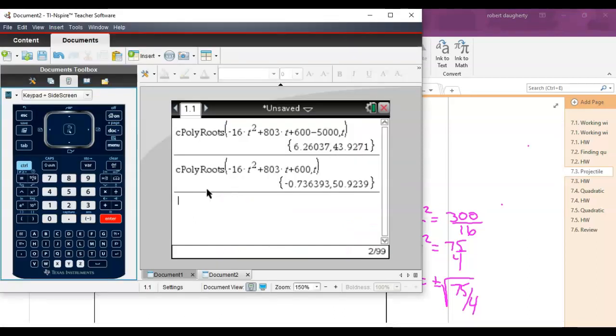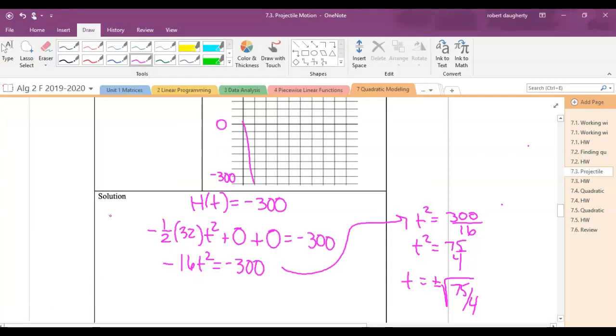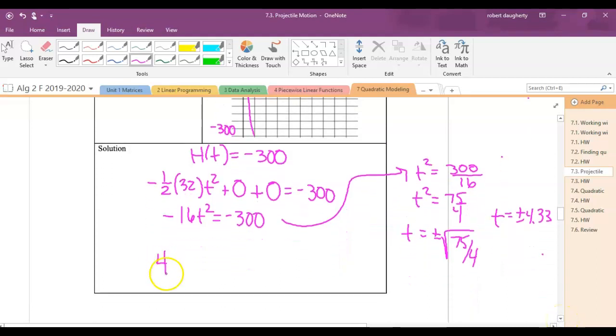So let's just figure out the square root of 300 divided by 16. So 4.33. So t equals plus or minus 4.33 seconds. Which of those makes sense? The plus sign. So it took 4.33 seconds for the rock to hit the water.